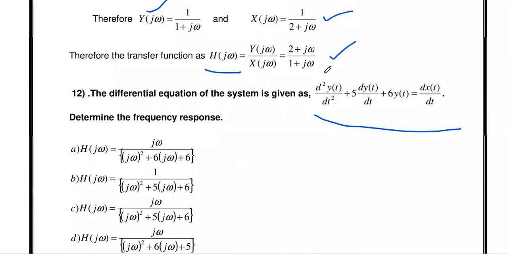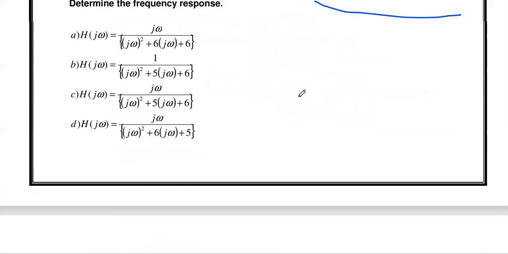So here the system equation is given. The time domain differential equation of the system is given. In this equation, y of t is the output and x of t is the input. This equation relates the input and output of the system. So from the equation, we have to determine the frequency response. So we have to convert this time domain equation into Fourier domain first. For that you just take a Fourier transform of the above equation.